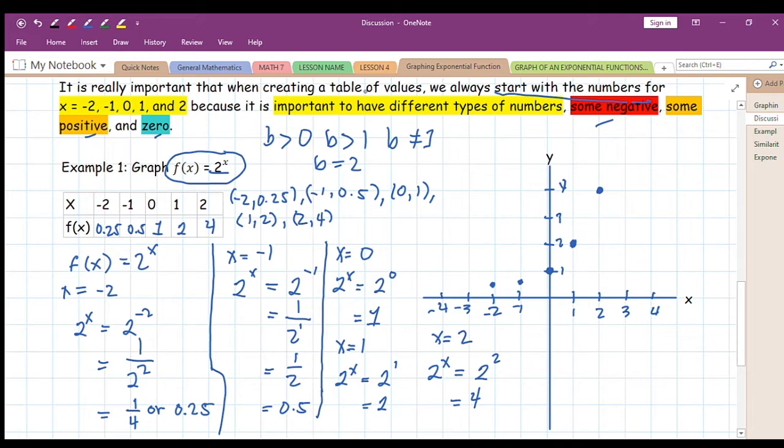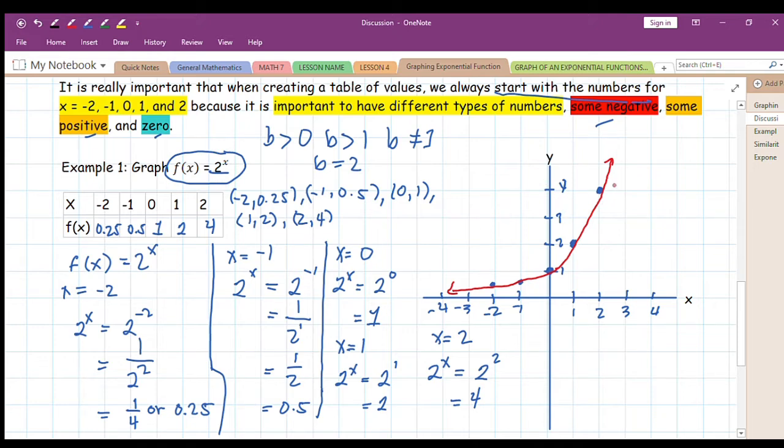So, let's try another color of pen. So, we have this red line. So, ito na po yung magiging behavior ng graph, using our parent function, f of x is equals to 2 raised to x. 2 raised to x is our parent function, or mother function ng pag-graph natin sa exponential function. Yan po yung nagiging basehan natin, ano po.